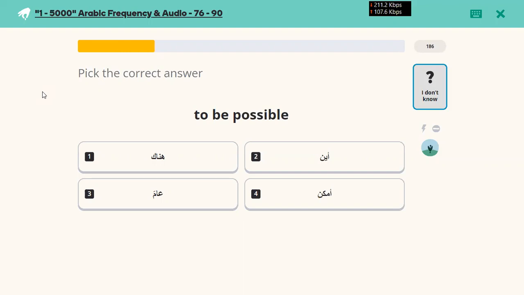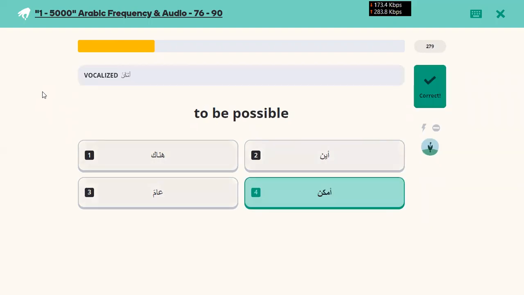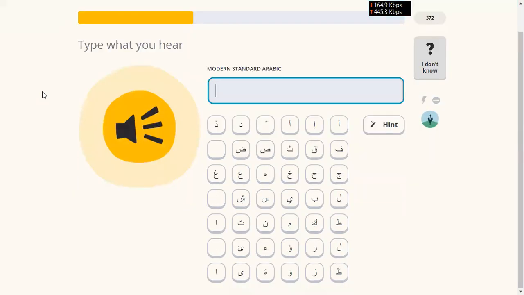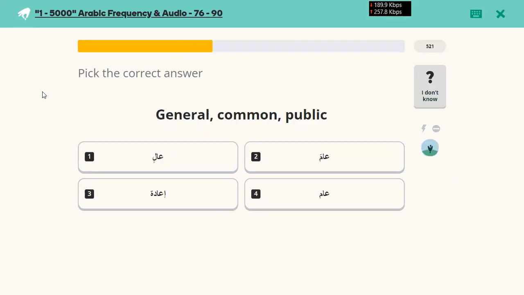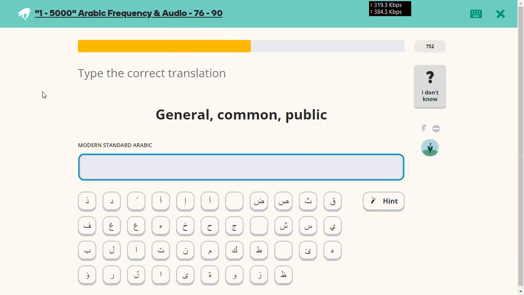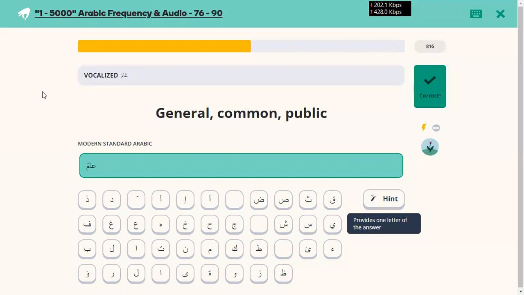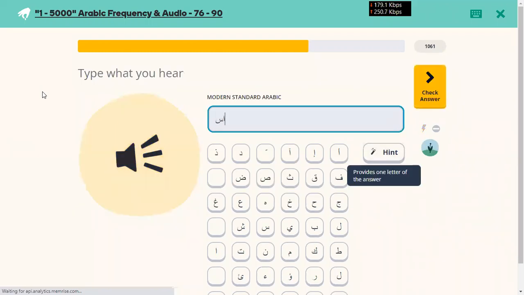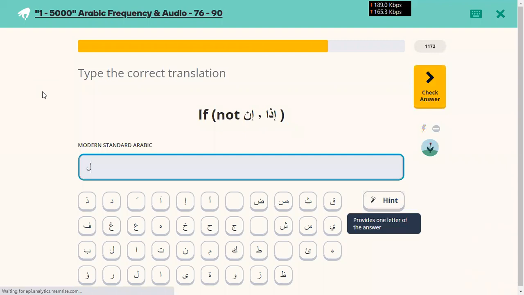Sir, what is the difference between them? Both are the same options. Yes, there was no difference. It was just possibly the machine does not understand the difference. Amkana, yumkinu. Now anyone can answer. We need to finish it. Ism, asma, mithl, amthal, low, if isn't.